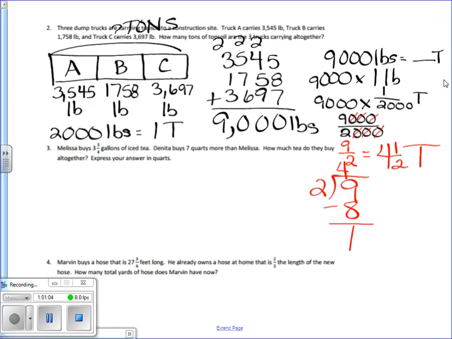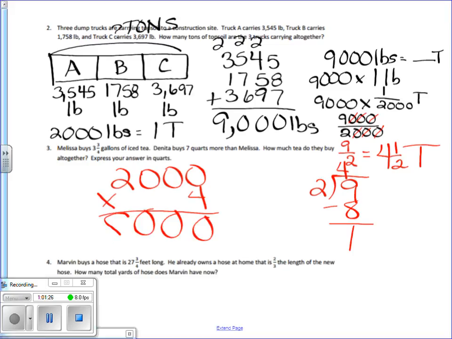Oh my goodness. And it's 2,000 goes into 9,000 4 times. You don't need the zeros. That's so easy. Because how many times is 2,000 going into 9,000? 2,000 times 4 is 8,000. It's the same thing, just making it easier to look at.